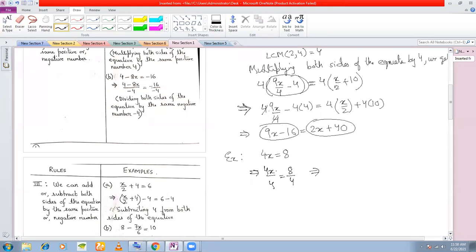Now, whether the number is positive or negative, still you can divide. You can divide by a negative number also. You can divide by a positive number also. So you get x is equal to 2. So you can multiply or divide the equation on both sides by the same negative or positive number.